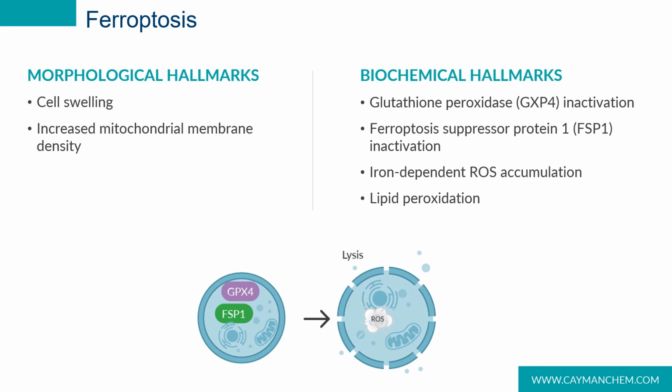The most notable features of ferroptosis at the molecular level include glutathione peroxidase 4 and ferroptosis suppressor protein 1 inactivation. There is iron-dependent ROS accumulation, and with the defective lipid peroxide repair system, there is accumulation of lipid peroxides.